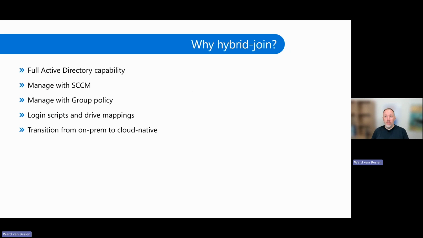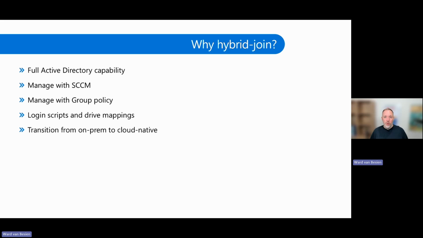So why would you want to do hybrid join? Because there's a fair bit more work to do. It's a little bit more complex, but the key reasons that we see people want to do this is because they want to have the Active Directory capability. They want to be able to manage with SCCM. Now, if you have Intune as well, SCCM and Intune can work together.